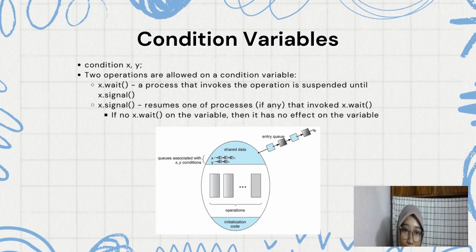The condition variables, condition x and y. The operations allowed on a condition variable are: x.wait, where the process that invokes the operation is suspended until x.signal; and x.signal, which resumes one of the processes, if any, that invoked x.wait. If there is no x.wait on the variable, then it has no effect on the variable.